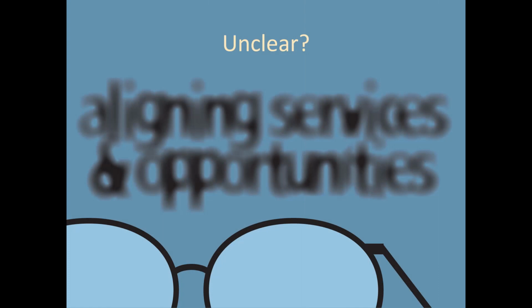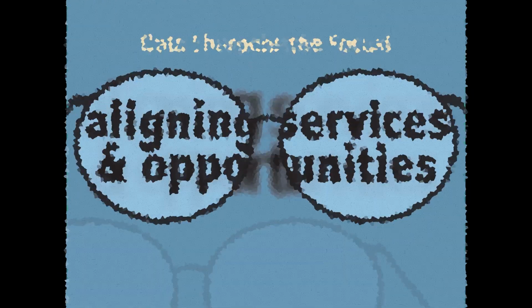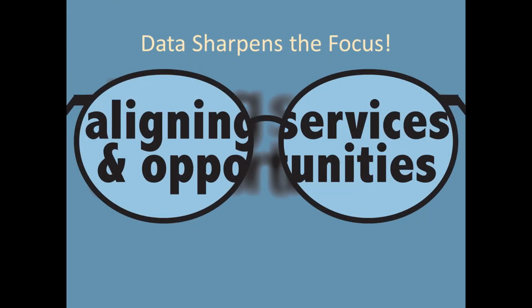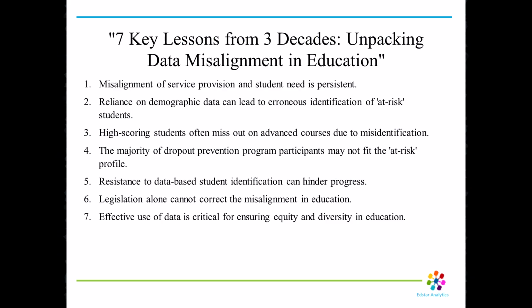So in summary, better understanding and use of data is key to aligning services to students' actual needs, enhancing educational outcomes, and promoting equity in our education systems. So I hope that this presentation has shed some light on the vital importance of proper data use in education. Let's continue this vital conversation. So the name of this was 7 Key Lessons from 3 Decades, Unpacking Data Misalignment in Education. You can pause the video and read the 7 key points here.